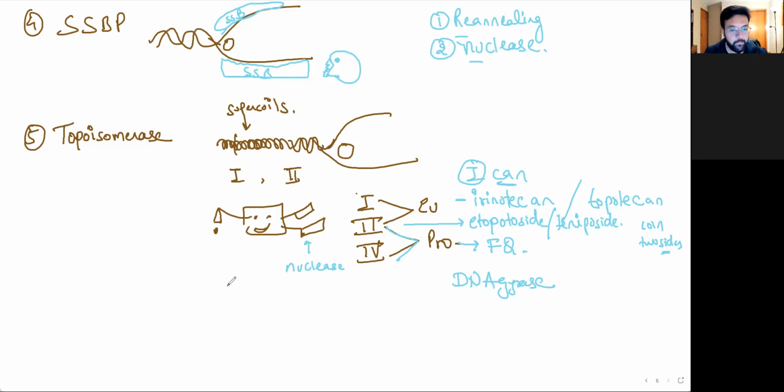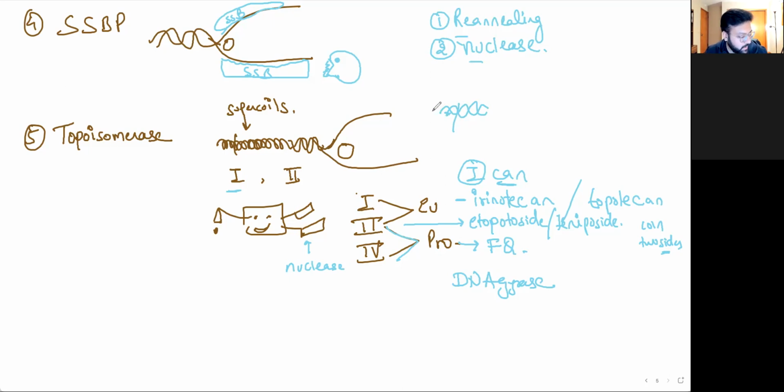Sir, one question. What is the function of topo 1 and topo 2? Topo 1 is just going to cut one strand of the DNA and it will unwind. Topo 2 will cut both strands of the DNA and then it can uncoil. So if these are two strands, if it just cuts one, that's topoisomerase 1. If it cuts both, that's topoisomerase 2.